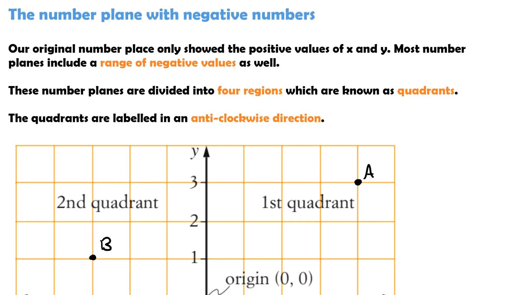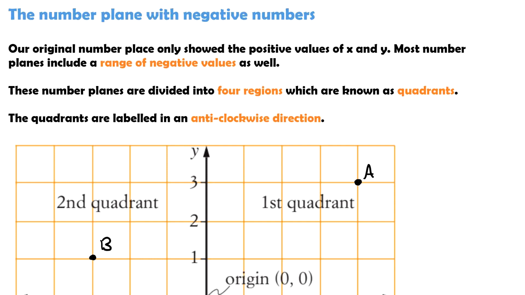In this video, we're looking at the number plane with negative numbers. In our original number plane, we only showed positive values for x and y. In most number planes, a range of negative values are included as well. So these number planes are divided into 4 regions, which are known as quadrants.